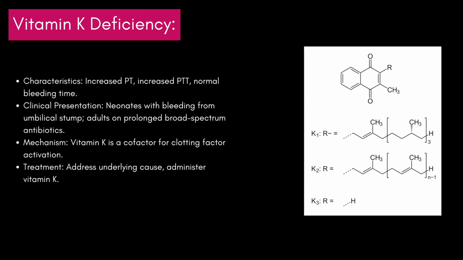Let's take a look next at vitamin K deficiency. Characteristics: increased PT, increased PTT, normal bleeding time. Clinical presentation: neonates with bleeding from umbilical stump, adults on prolonged broad-spectrum antibiotics. Mechanism: vitamin K is a cofactor for clotting factor activation. Treatment: address underlying cause, administer vitamin K.